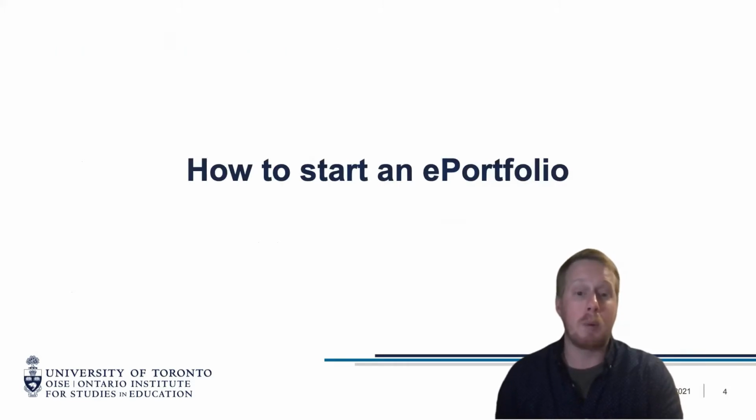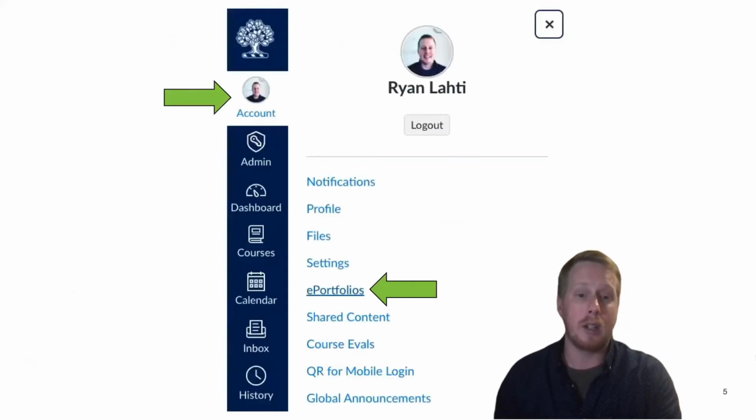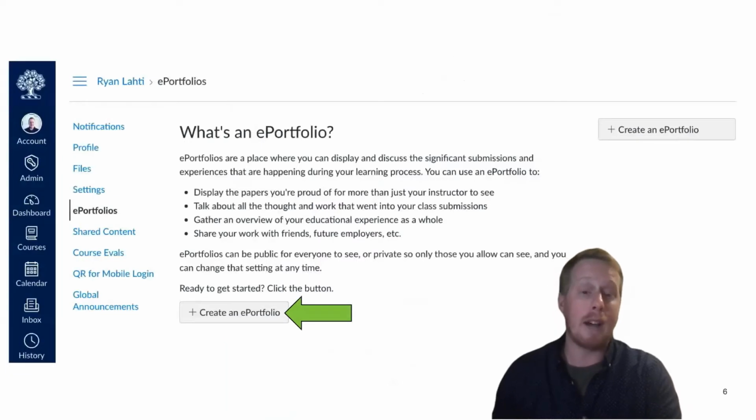All right, so step one, how do you start an ePortfolio? The first thing you're going to do is head over to Quercus. Once you've logged in, if you click on the account button in the left-hand side of the page, you'll then see another button called ePortfolios. In there, if you haven't already created an ePortfolio, you'll have a message that will explain what ePortfolios are. At the bottom of the page, there is a Create an ePortfolio button.